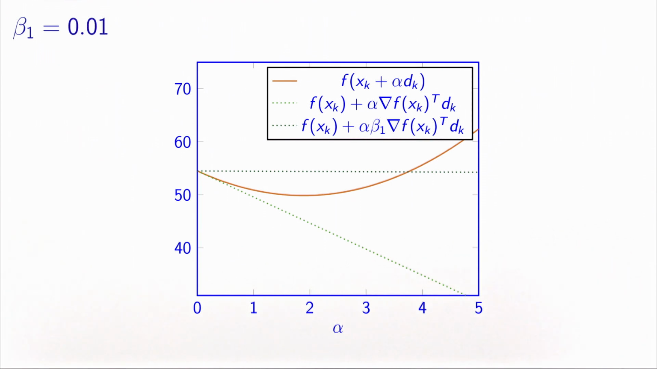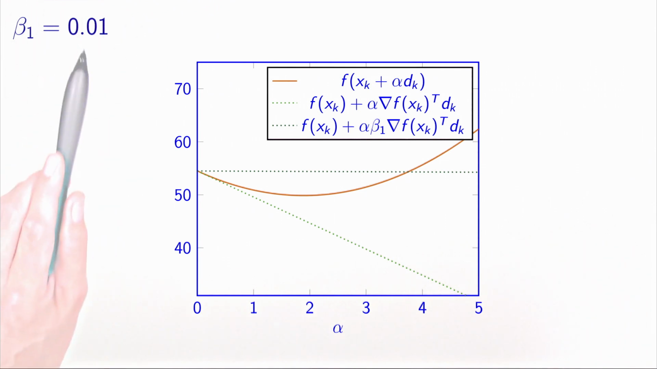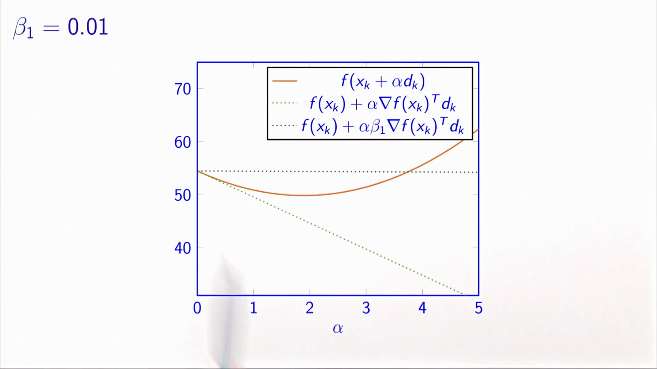And here we have selected a beta which is close to 0. We have taken beta 1 equal to 0.01. So we obtain, for the first Wolfe condition, a line here which is almost horizontal. All values of alpha which are lower than 3.8 something will be considered as valid. It means that these values of alpha are associated with a sufficient decrease of the function, where this concept of sufficient decrease is characterized by the Wolfe condition.